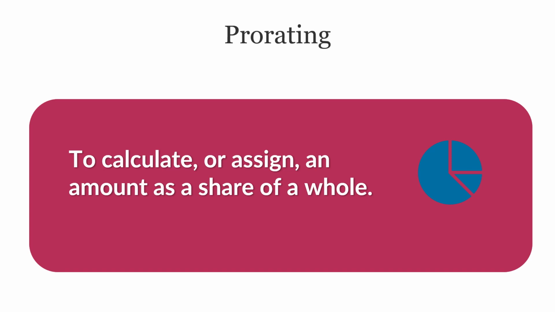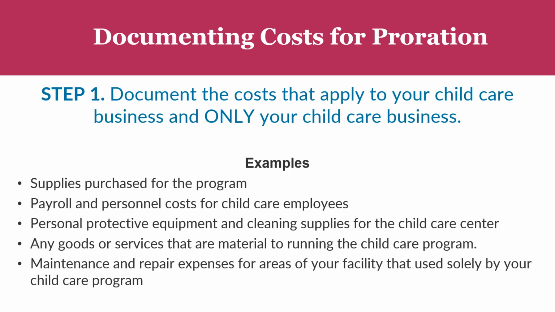For example, if your childcare business is located in the basement of a local church, the utility costs would be shared between the childcare business and the rest of the church. Because only a portion of the building is used for your childcare business, only a portion of the utility bills would be considered childcare business expenses. To determine how much will be allotted to your childcare business, you will need to go through the following 4 steps. Step 1 is to document actual costs that impact your childcare business and only your childcare business.